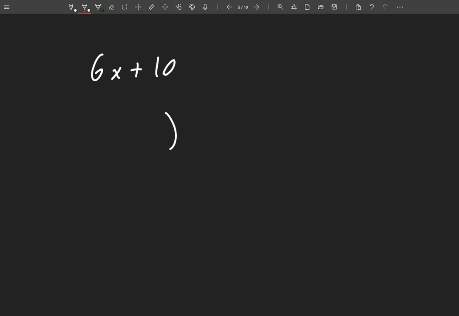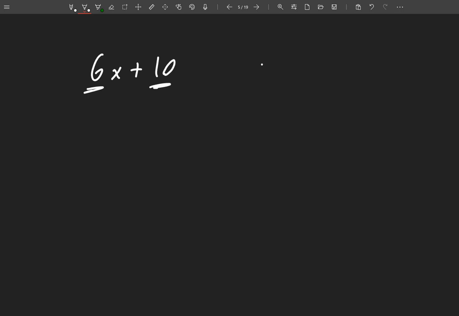Well, remember the goal of this. The goal of this is to have something times something else. It doesn't matter what this number is necessarily, but is there something that I can pull out of this? Something, in other words, that divides evenly into both of those things. Well, just a little bit of thought would tell you that a 2 will go into both of those things.